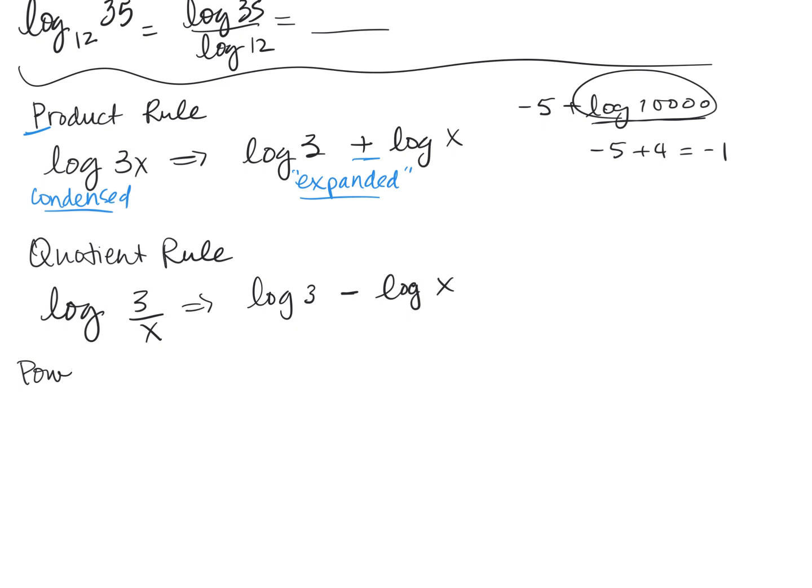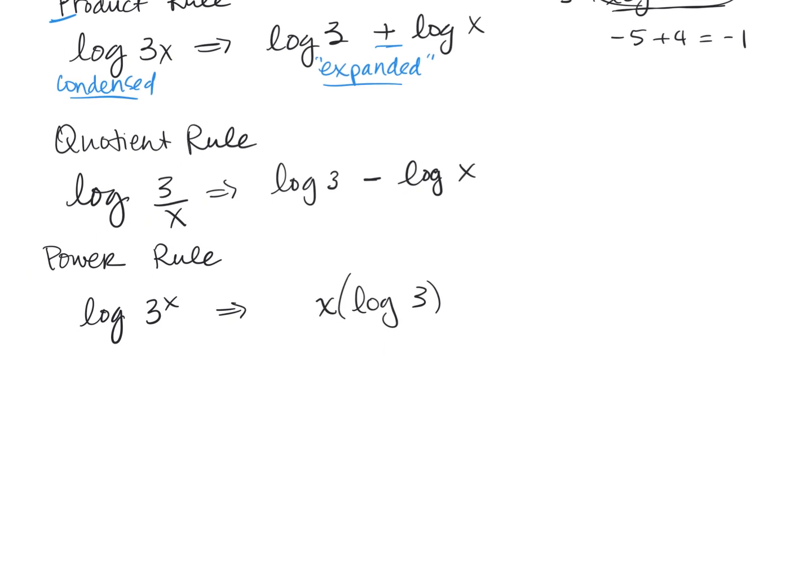Then there's the power rule. Log of 3 to the x power. The power rule says I can move the power to the front, so it's like a coefficient: x times whatever the log of 3 is. Why would that be helpful? Because if this is just the log of 10, that would just be a 1, wouldn't it? Then it's just 1 times whatever that power was, and it's easy peasy. So all these little tools help us when we get to solving.